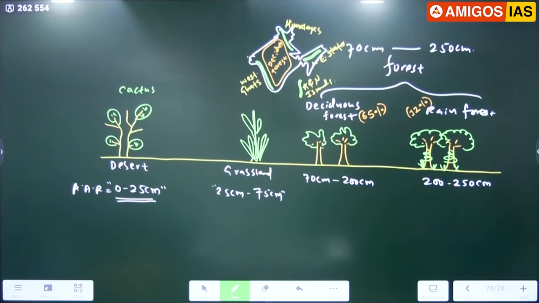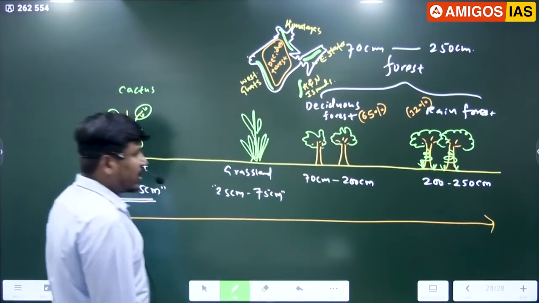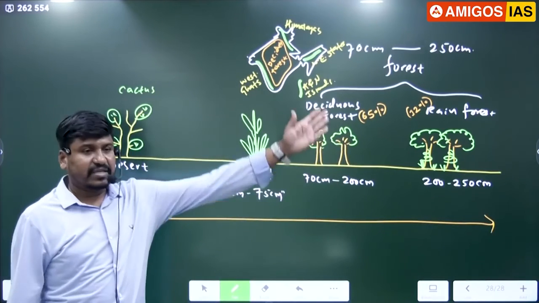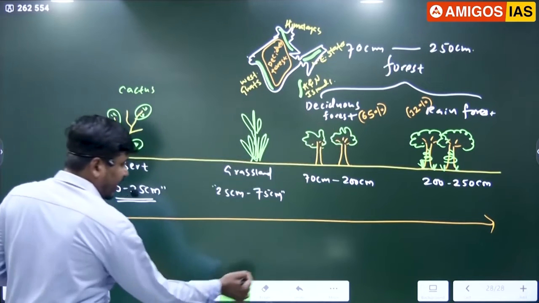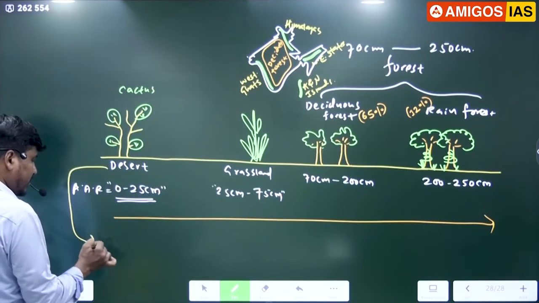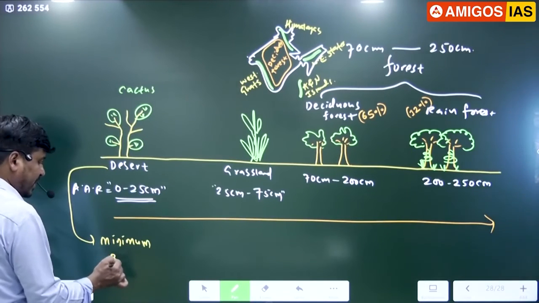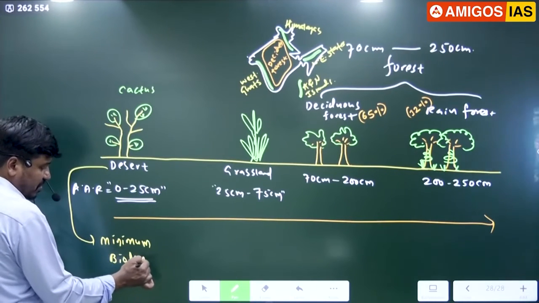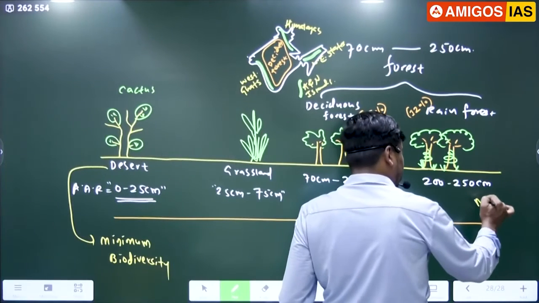Now, very simple to remember, right? Desert, grassland, deciduous forest, and the evergreen forest. So it is in increasing order of rainfall and vegetation. So which vegetation has maximum biodiversity? Rainforest has maximum biodiversity. Which has least biodiversity? Deserts have least biodiversity, right? So deserts have minimum biodiversity. What is the meaning of biodiversity? Different types of life. Minimum biodiversity and maximum biodiversity.